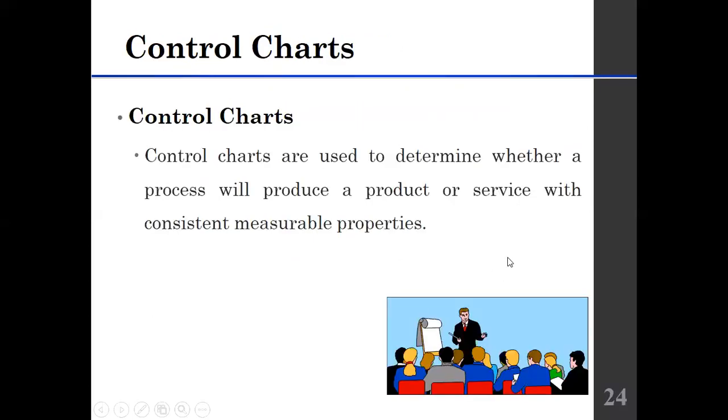Control charts are used to determine whether a process will produce a product or service with consistent measurable properties. So we are not going to discuss the control charts here. We will discuss it in the coming lectures, inshallah.